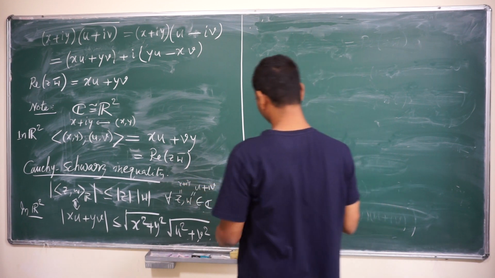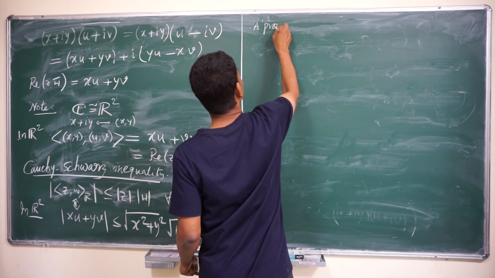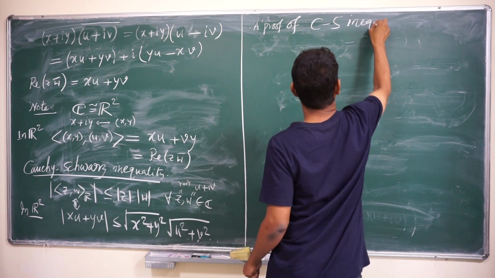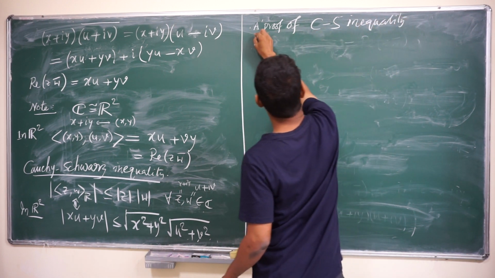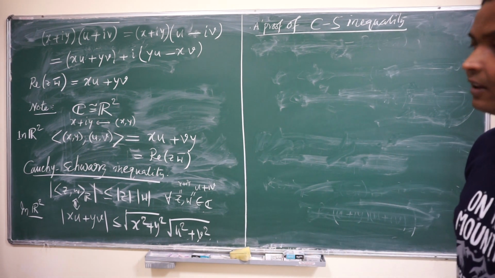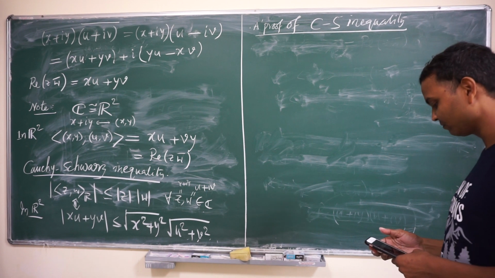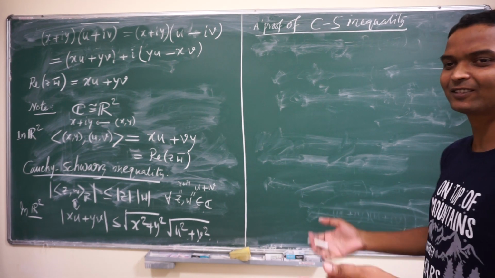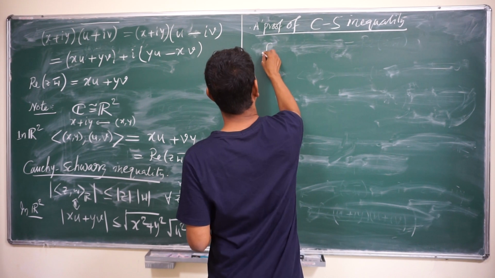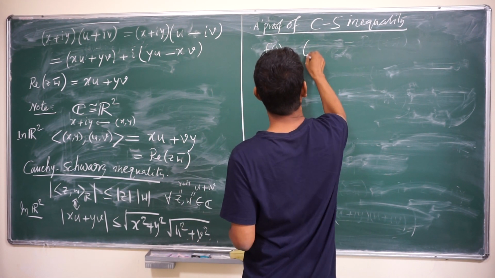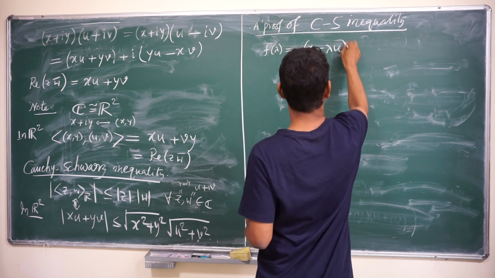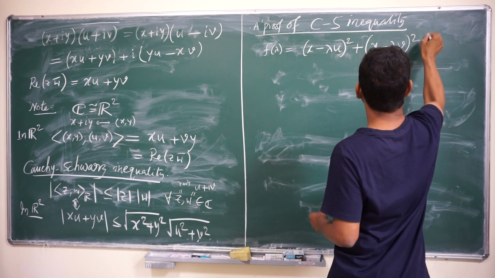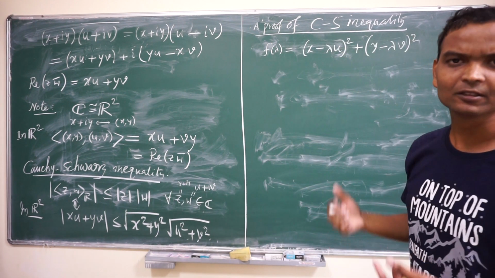So, proof of the Cauchy-Schwarz inequality. Well, you consider a different function. Generally the proof of inequalities starts from different things, so there is always some kind of trick. So you consider this function f of lambda as x minus lambda u whole square plus y minus lambda v whole square, and we want to find the minimum of this function.